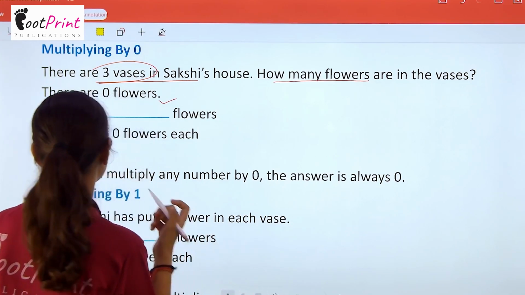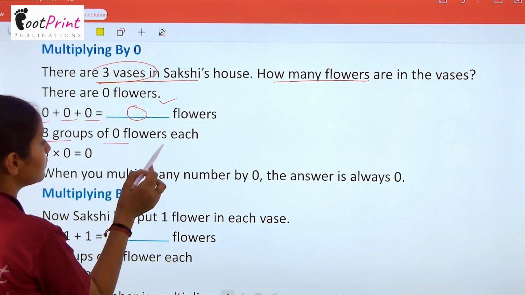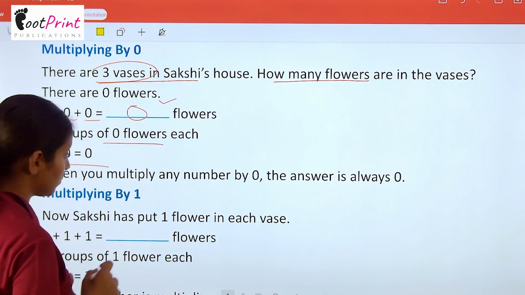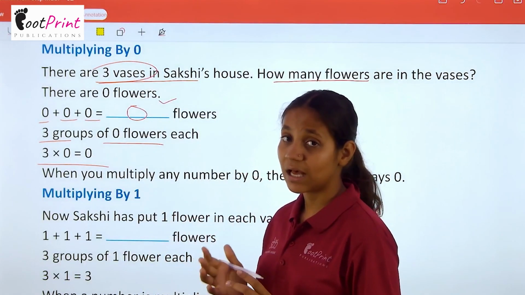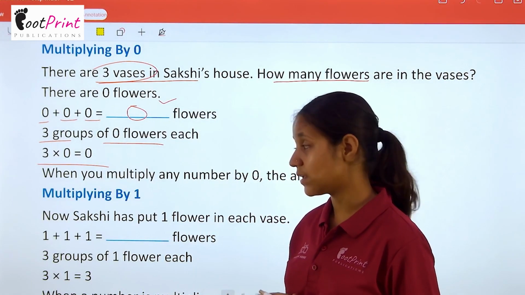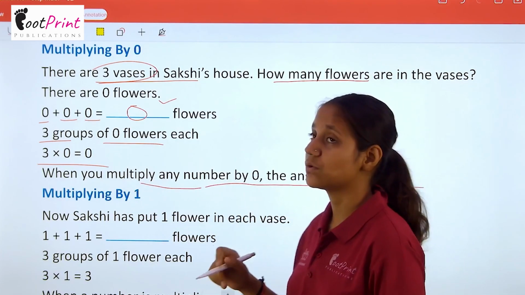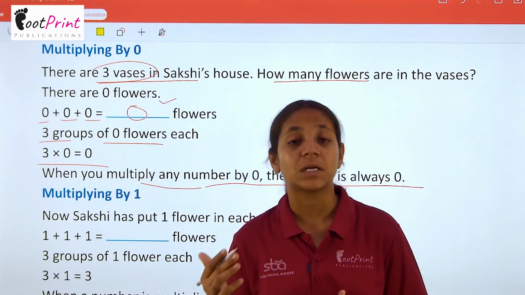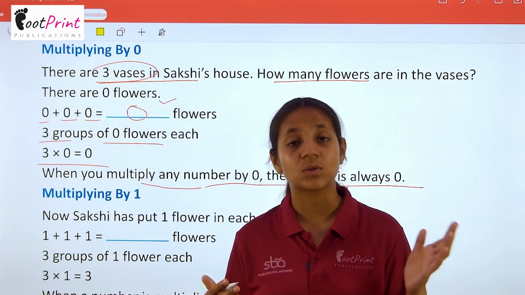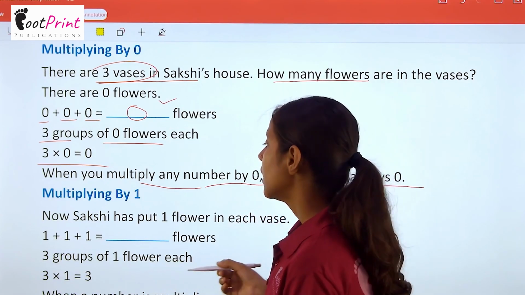So we have to write here 0 plus 0 plus 0, that is 0 flowers. 3 groups of 0 flowers each is 3 into 0, that means 0. That means she doesn't have any flower in her vases. When you multiply any number by 0, the answer is always 0. That means, by this we conclude that when we multiply a number with 0, the answer will remain always 0. Okay?